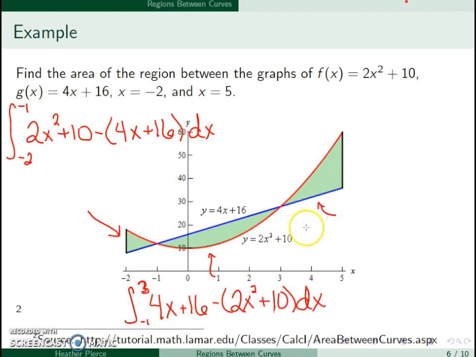And then finally, this last region, which runs from 3 to 5 and has the red function on top. So 2x squared plus 10 minus 4x plus 16 dx.